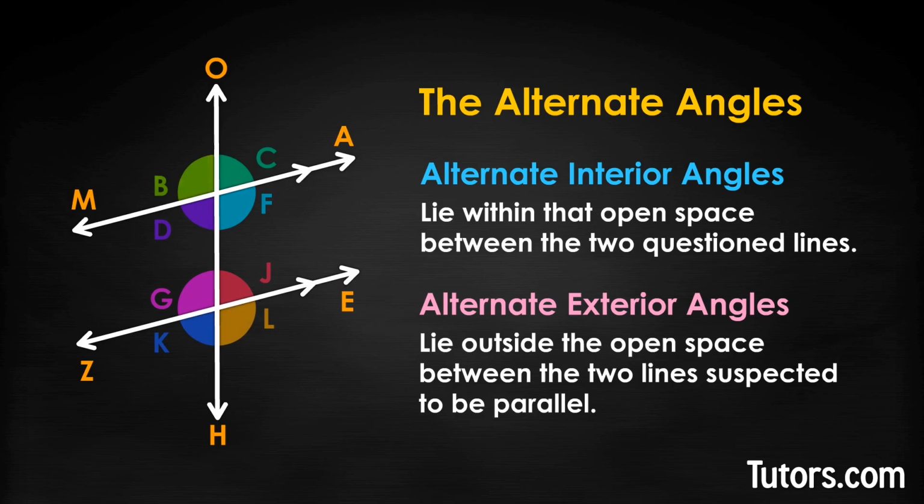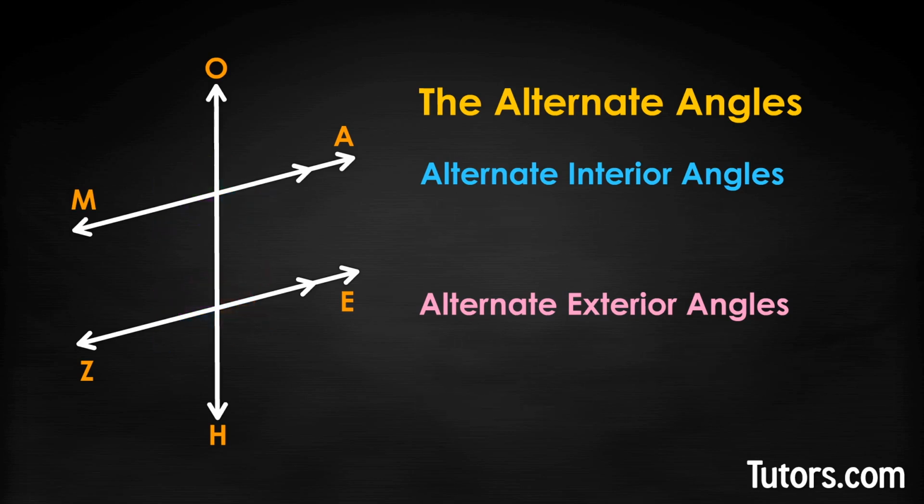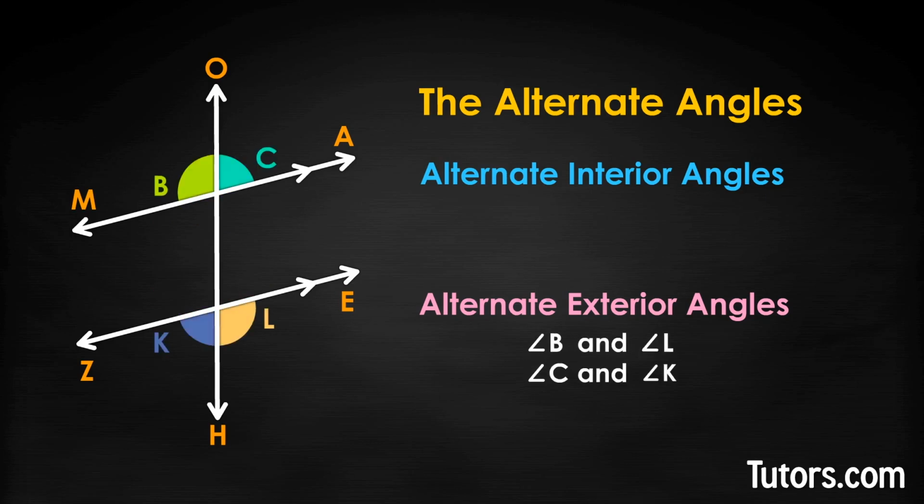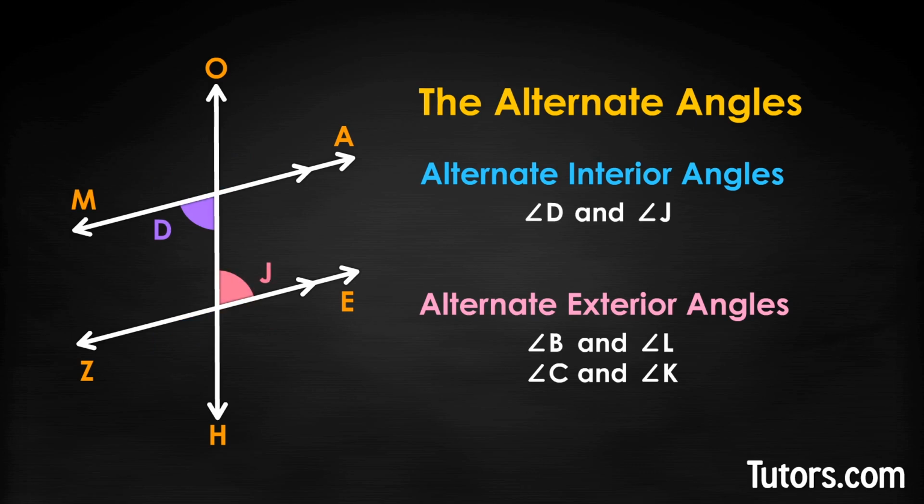In our drawing, angle B is an alternate exterior angle with angle L. Angle D is an alternate interior angle with angle J. Can you find another pair of alternate exterior angles and another pair of alternate interior angles? Here are both pairs of alternate exterior angles, angle B and angle L, angle C and angle K. And here are both pairs of alternate interior angles, angle D and angle J, angle F and angle G.